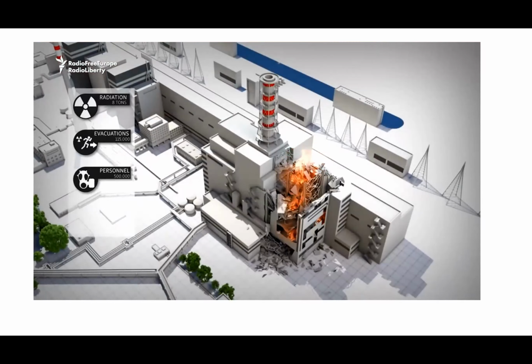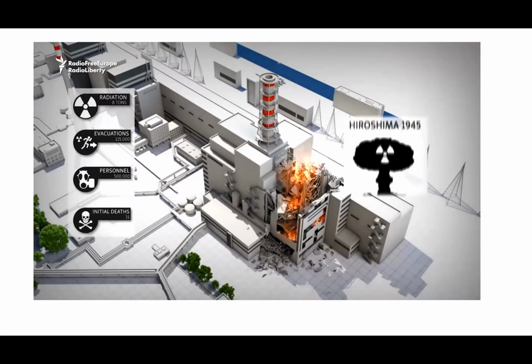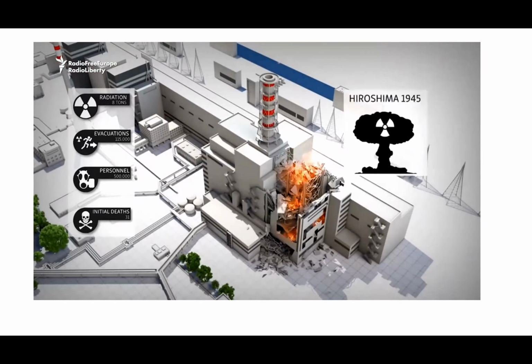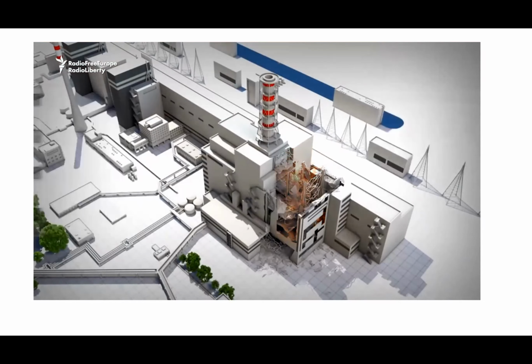More than 500,000 military and civilian personnel were drafted to deal with the accident and its aftermath. 31 of the initial firefighters and plant workers died within days from acute radiation sickness. The toxicity of the radioactive cloud was equivalent to 400 Hiroshima atomic bomb explosions.